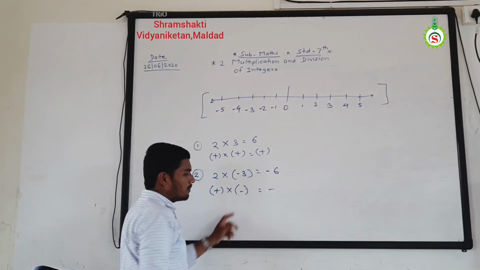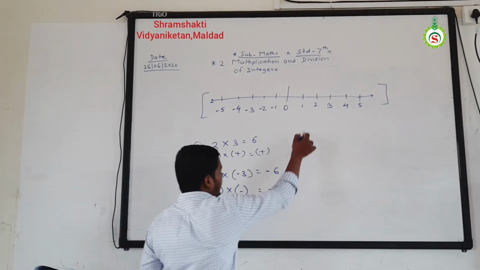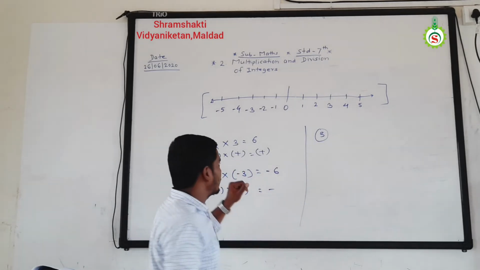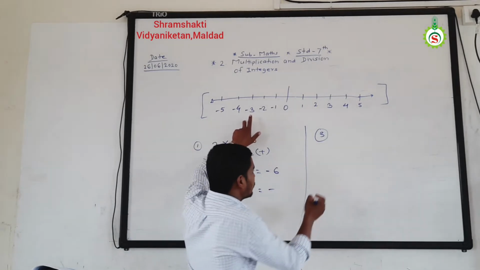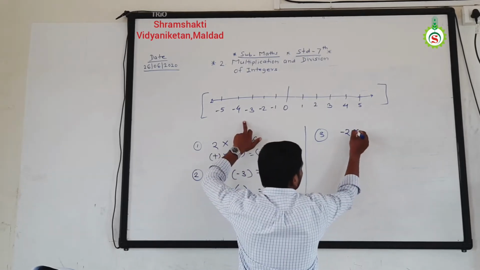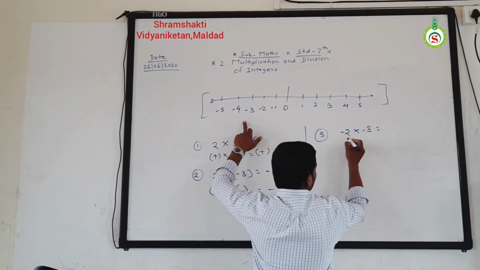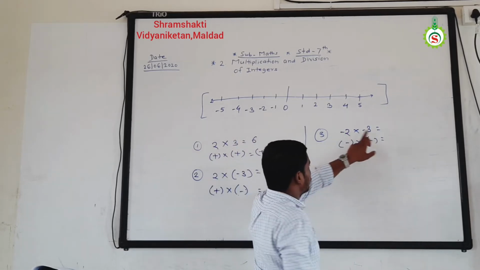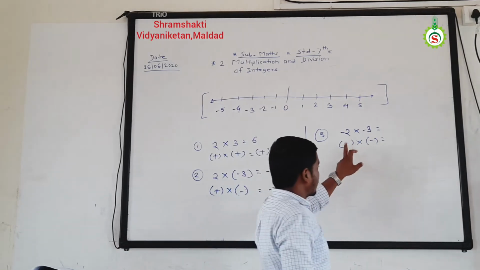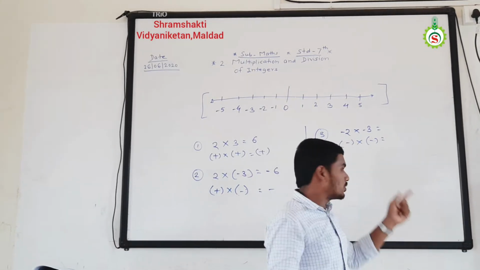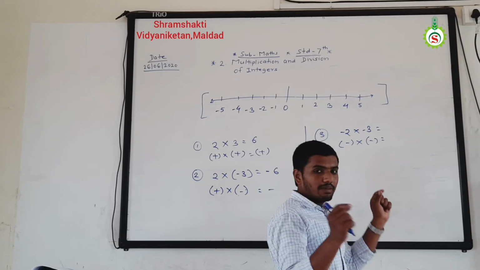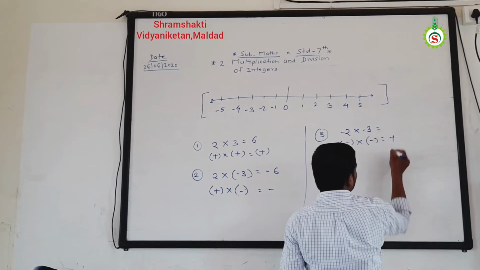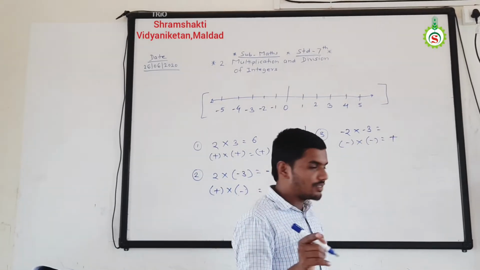That's why I have to give a minus sign to the answer. Then in the last lecture, we took a third example like that. Both numbers are now negative. Suppose minus 2 multiplied by minus 3. That 2 has a minus sign, and 3 also has a minus sign. That means both numbers have a minus sign, so both numbers have the same sign. Though it has the minus sign, it has the same sign. That's why you have to give which sign to the answer? Plus sign to the answer.